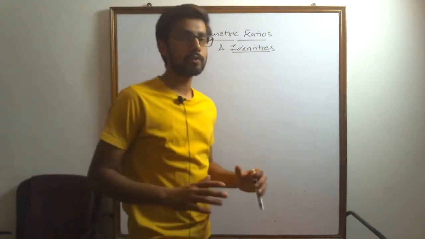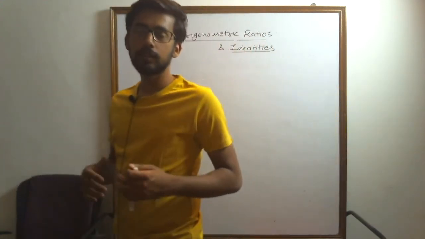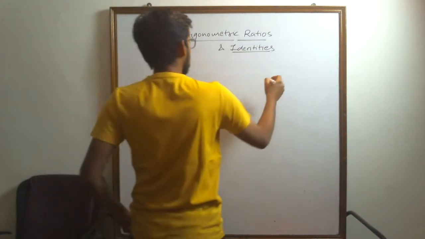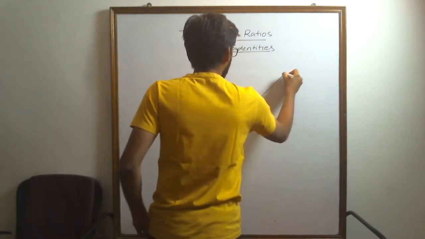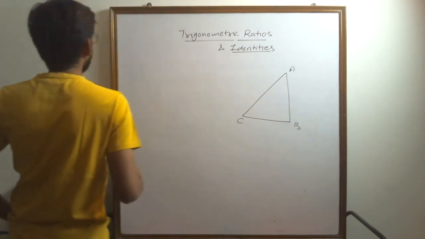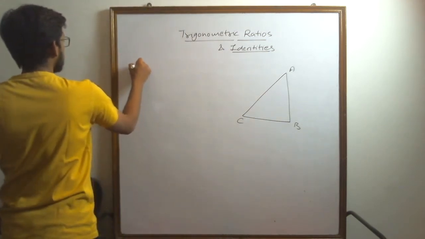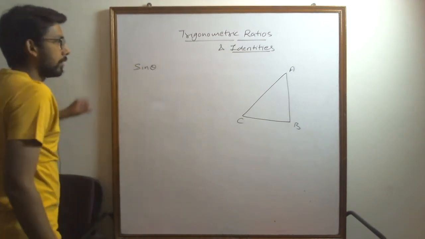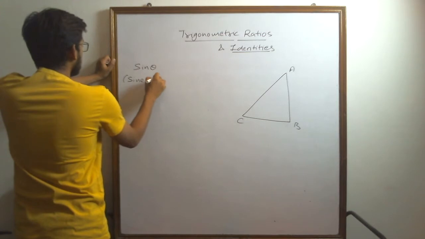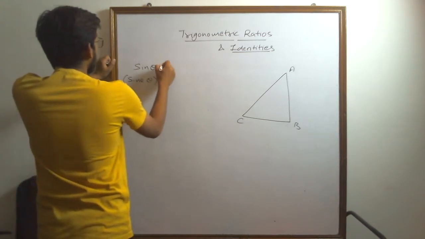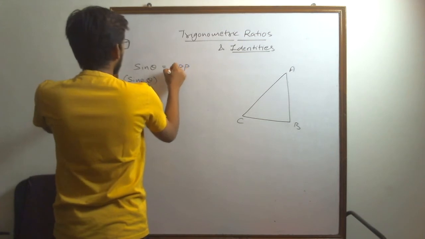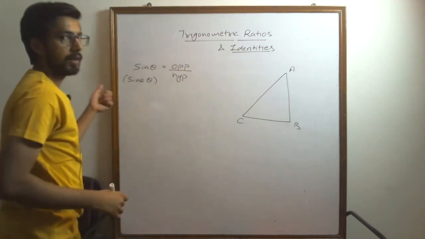Now there are 6 trigonometric ratios that we define, and the definition of these ratios is given using the right angled triangle. So let's make a right angled triangle and name it A, B and C. Now we define 6 trigonometric ratios. First we start with sine theta, which is the abbreviation of sine of theta. It is defined to be equal to opposite upon hypotenuse in a right angled triangle.